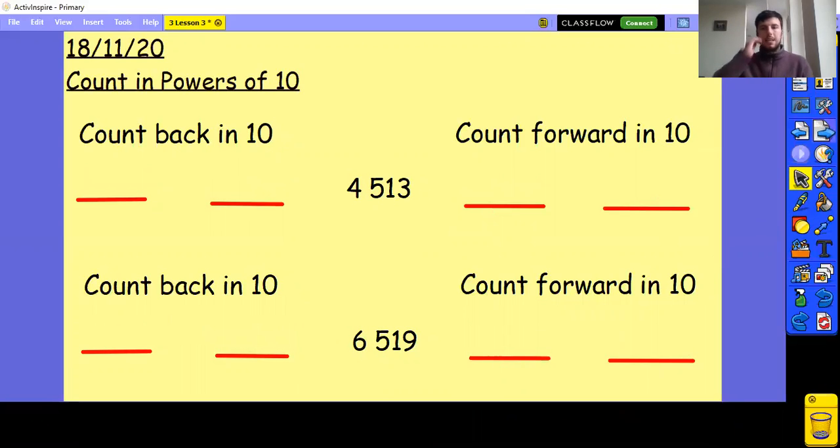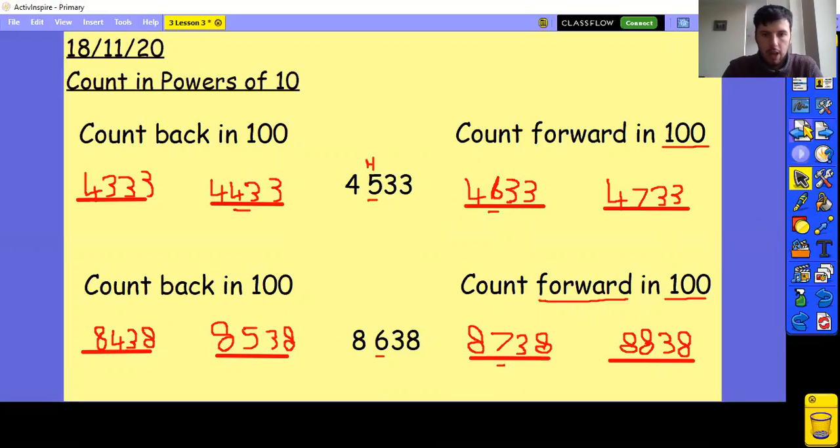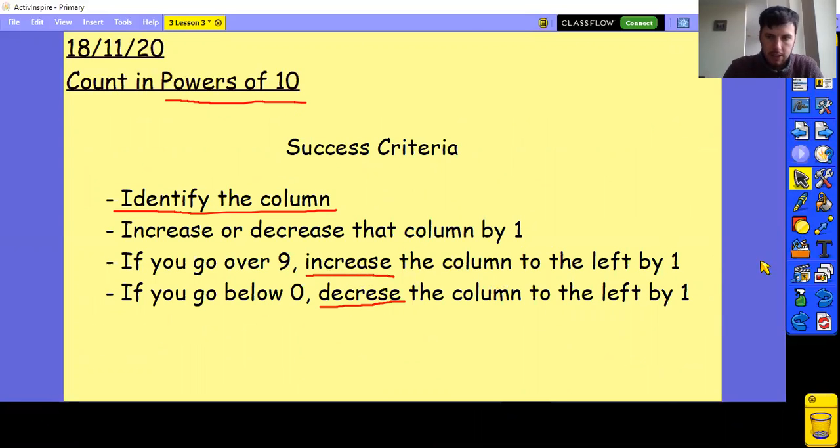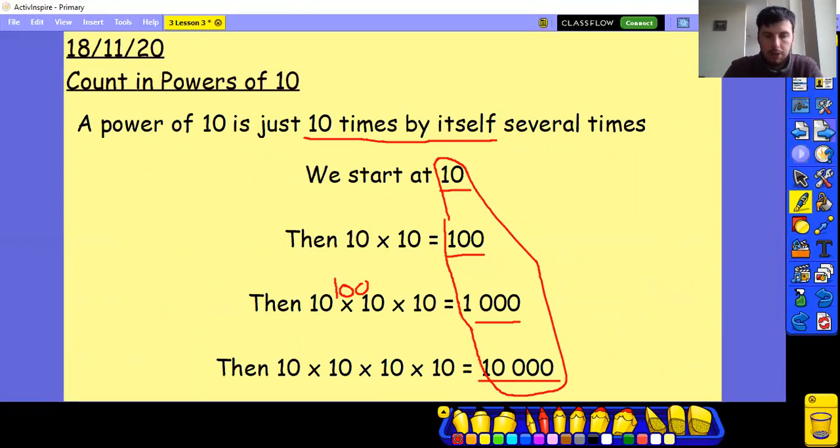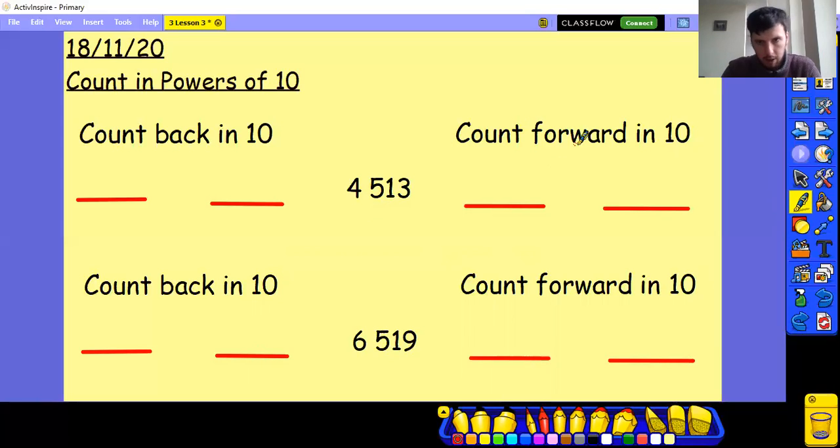Okay, so this one is going to be a little bit tricky because we're going to have to focus on this bit of the success criteria. If you go below 0, decrease the column to the left by 1. So here, I'm going to go forward first, then I'll go backwards. Right, so I've got 4,513. I want to go forward in 10. So look at my 10s. I want to increase it by 1. So now it's going to be 4,523. And then I do it again, it's going to be 4,533.